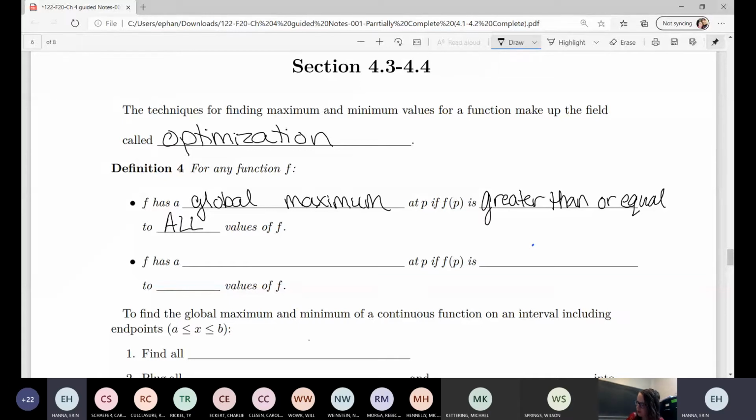And then a function has a global minimum if f of p is less than or equal to all values of f. So the global min would, of course, then be the lowest point, the smallest y value on the graph.